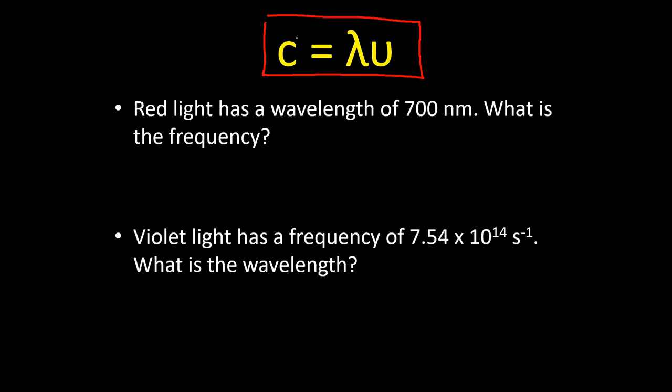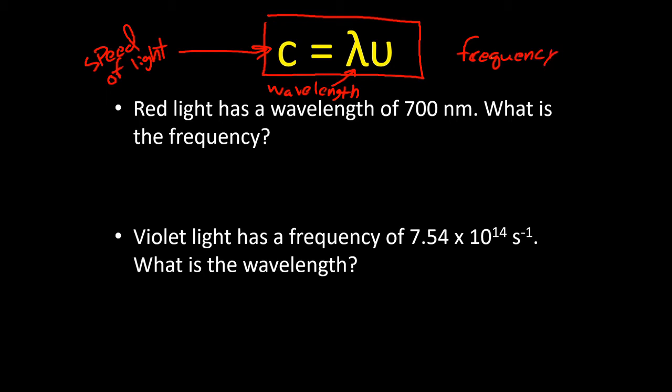What this equation tells us is that the speed of light, which is c, is equal to the wavelength, which is the Greek letter lambda, I believe that's what that is, times the frequency. And I believe that is the Greek letter nu. But you can correct me if I'm wrong about that. So the speed of light is equal to the wavelength times the frequency. It's a pretty straightforward equation. Shouldn't give us too much trouble.